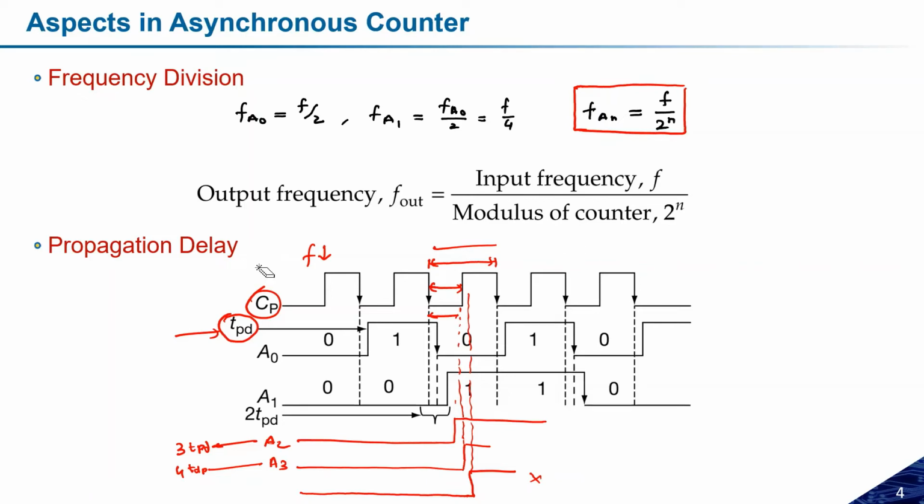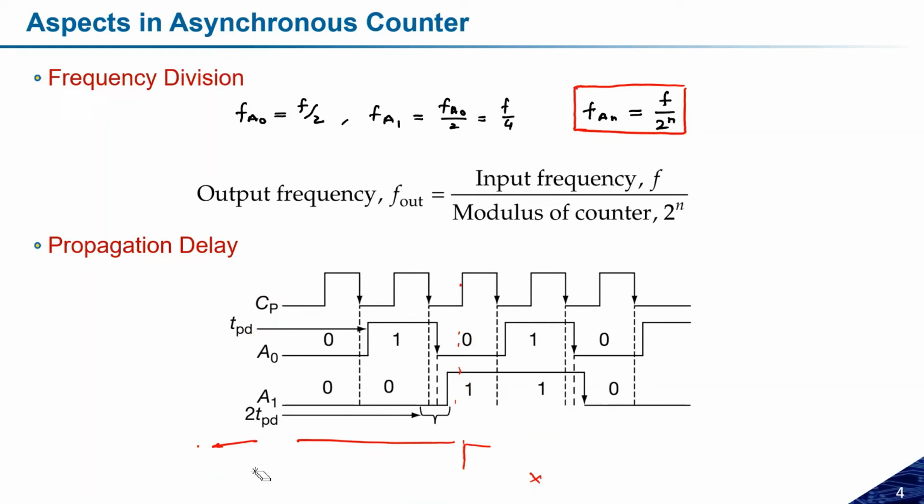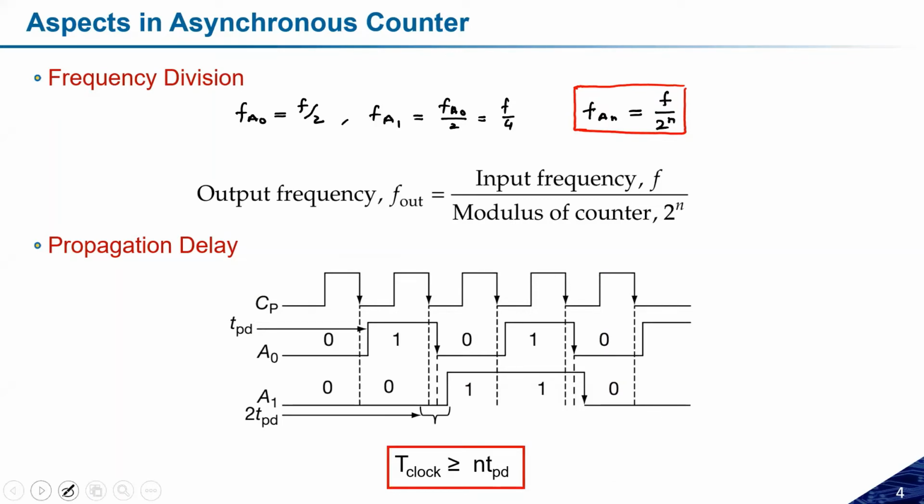So this is the delay we can consider, and how many stages we can accommodate without any fault depends on the TPD and the time period. This is an important relation: the clock pulse time period must be greater than or equal to n TPD, where n is the number of flip-flops that we can accommodate. This condition should be satisfied for the proper functioning of the counter. If it is not satisfied, the counter will not function properly. So this was the problem.